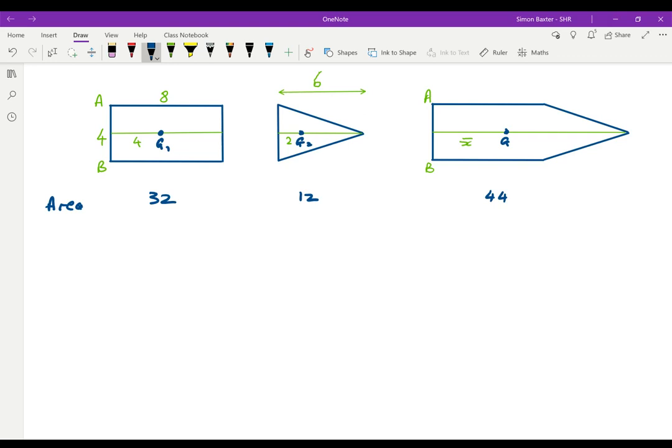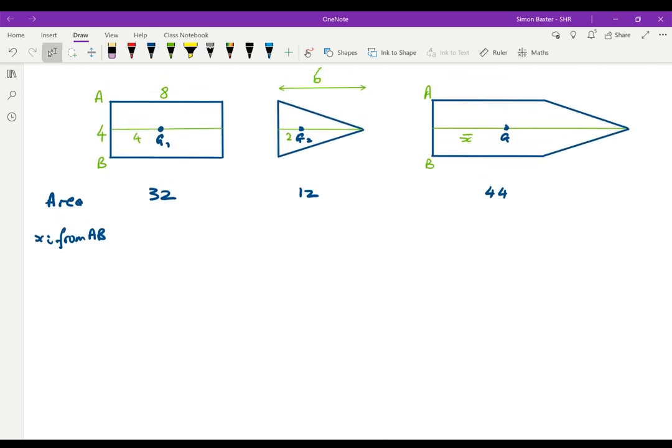Now we want to know the distance x measured from AB. For the rectangle, we're thinking of all the mass at G1, and its distance xi from AB is 4. For the triangle, we are 2 from the base of the triangle, so the distance from AB is 8 plus 2. So the distance is 10. And for the combined figure, we've said that the distance is x bar. That is the number we're looking for.